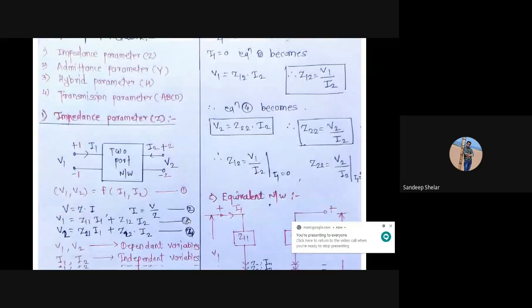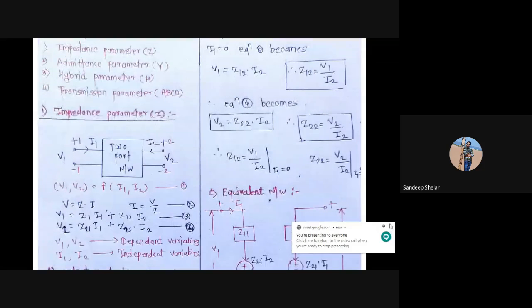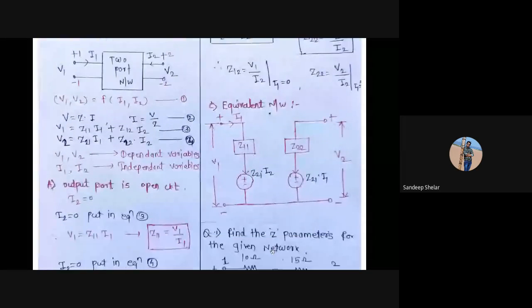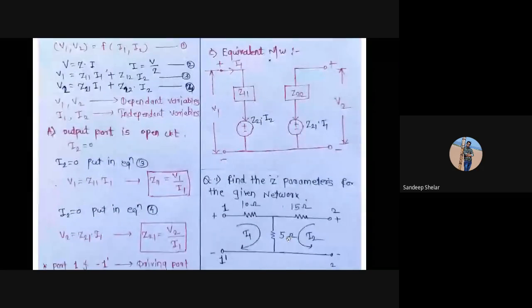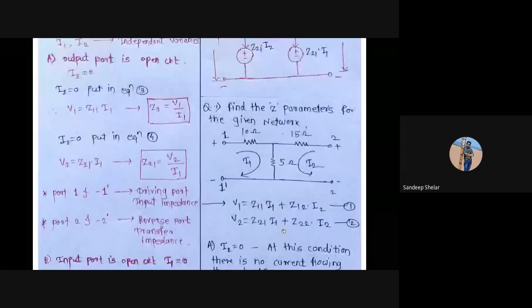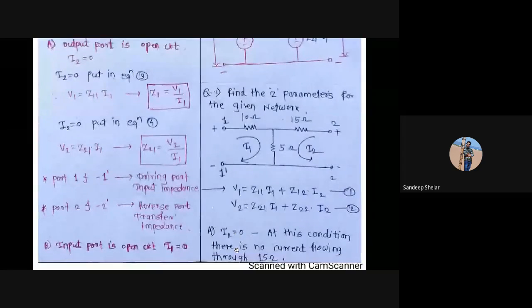Now we have to solve the problem based on the two port network. This is the given network, in which the input side current I1 is flowing and the output side current I2 is flowing. The first condition is output port open circuit, that is I2 is equal to 0. At this condition there is no current flowing through the 15 ohm resistance.